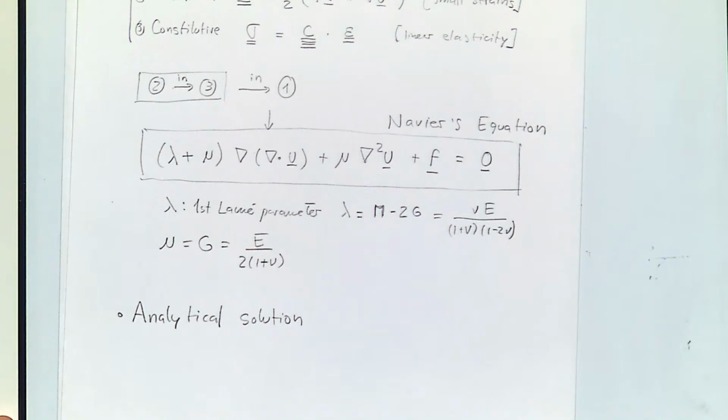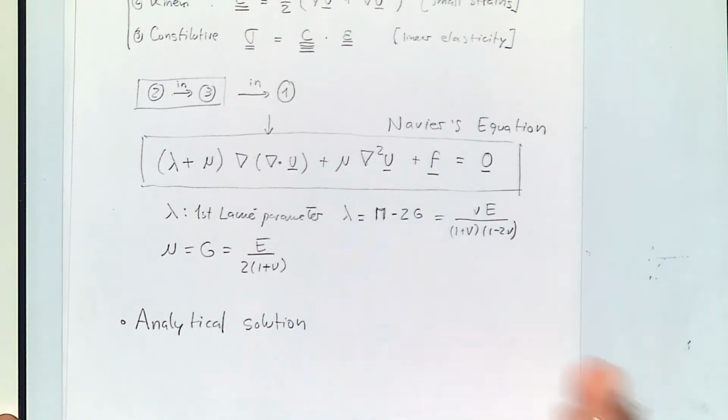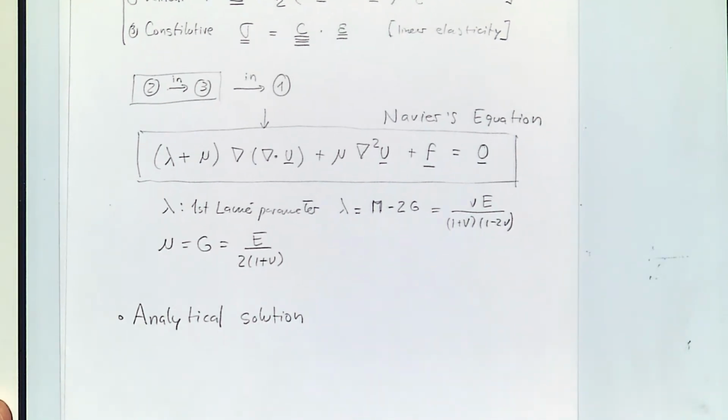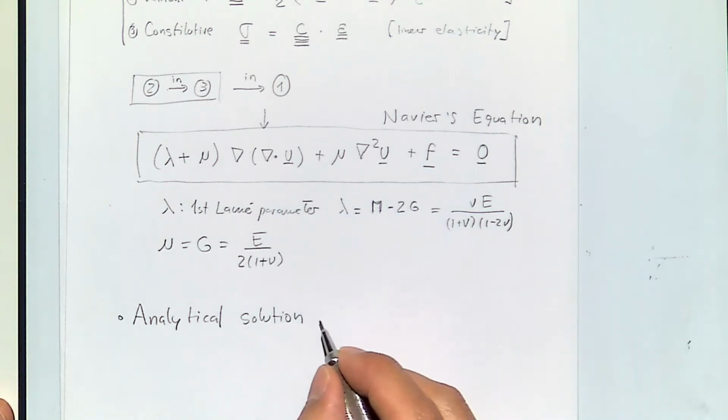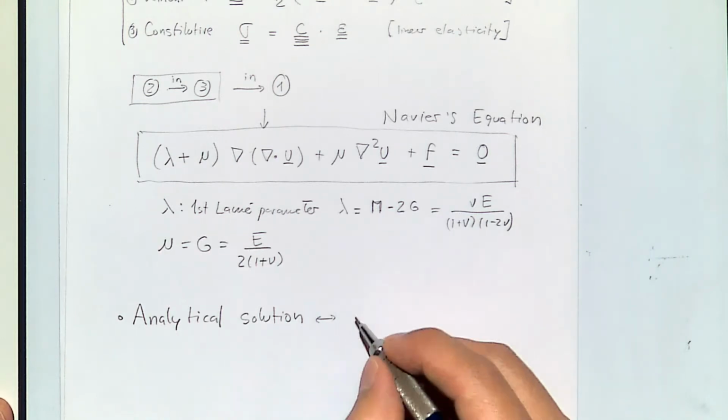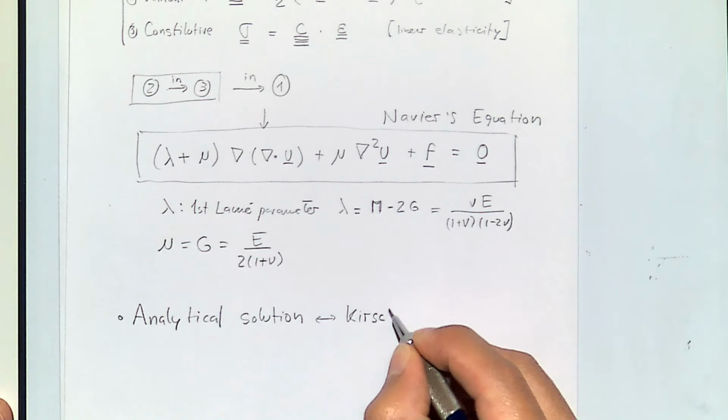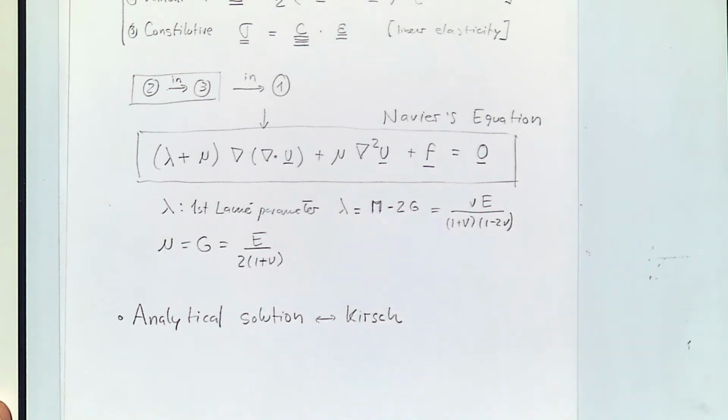You put some boundary conditions and you solve the differential equation. But you have to be very good at math in order to do that, and your problem also has to be relatively simple. Otherwise, it's very difficult to solve it. We're going to see solutions of this type of analytical solution, for example, for a wellbore or a circular cavity, which is called the Kirsch equation.